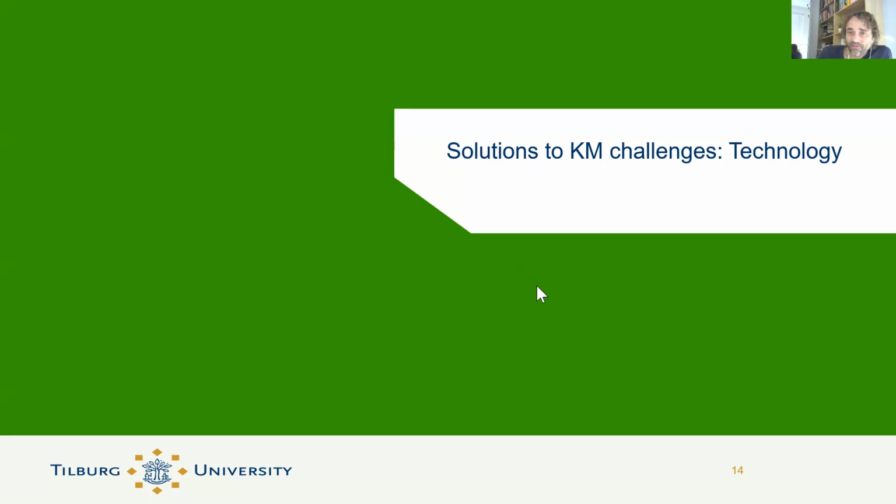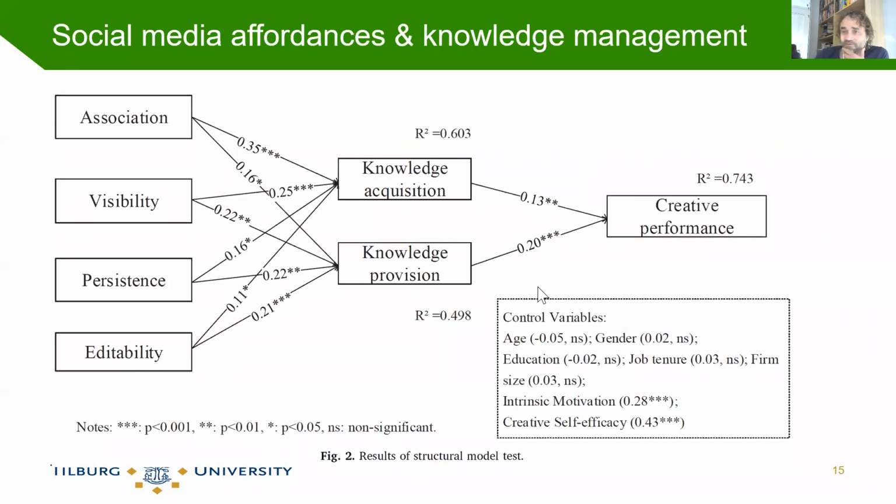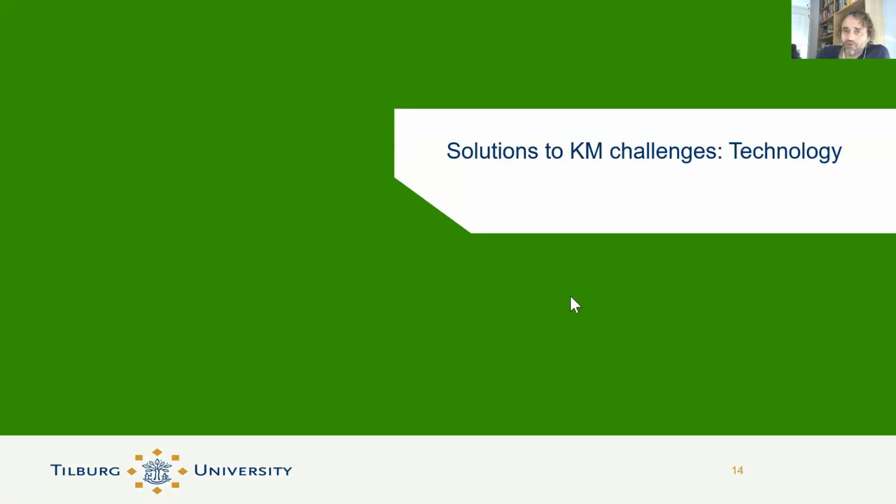First of all, the first solution is technology. This is what we talked about in many lectures before. If you look at social media and computer-mediated communication, because the last slide is still confusing, if you look at the affordances of computer-mediated communication and the affordances of social media, you can try to implement these affordances in such a way that you can support knowledge sharing.